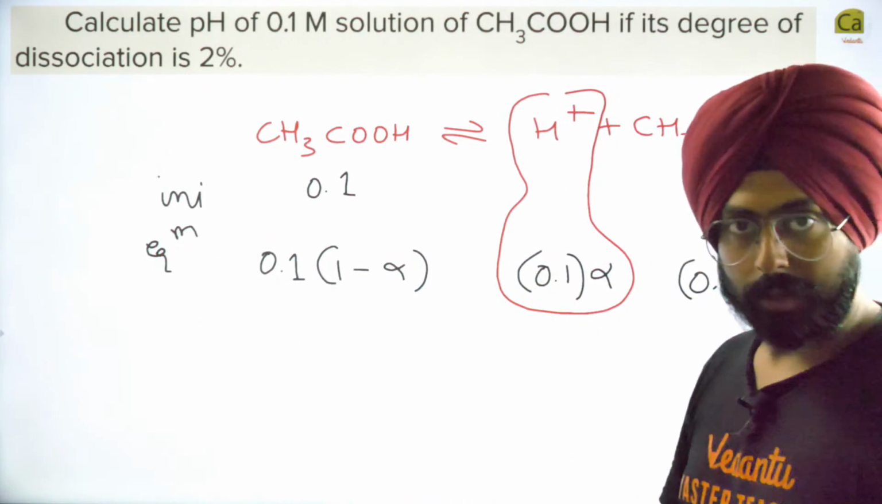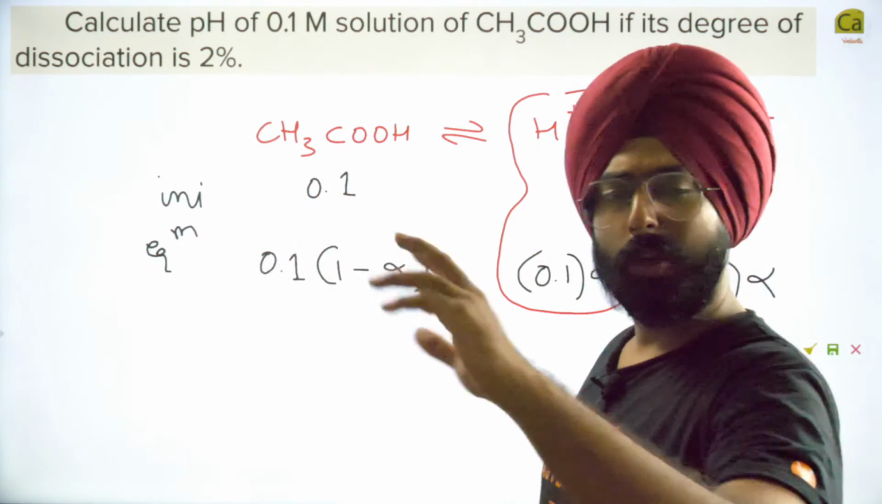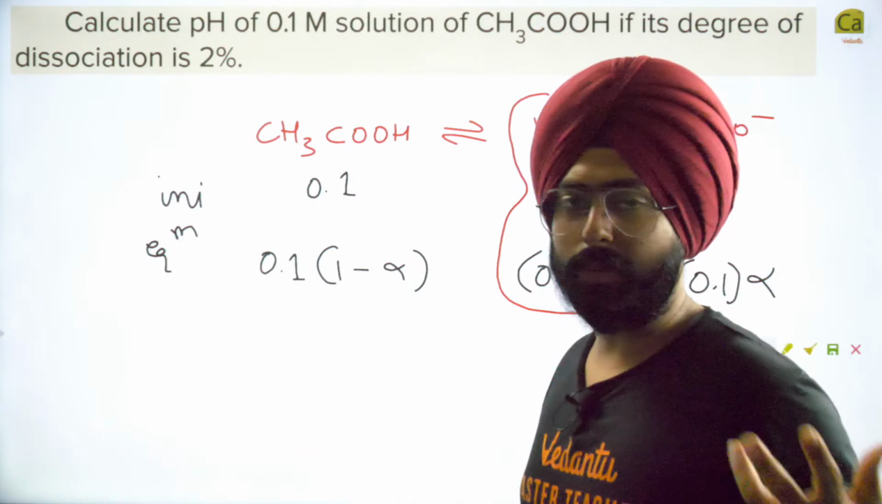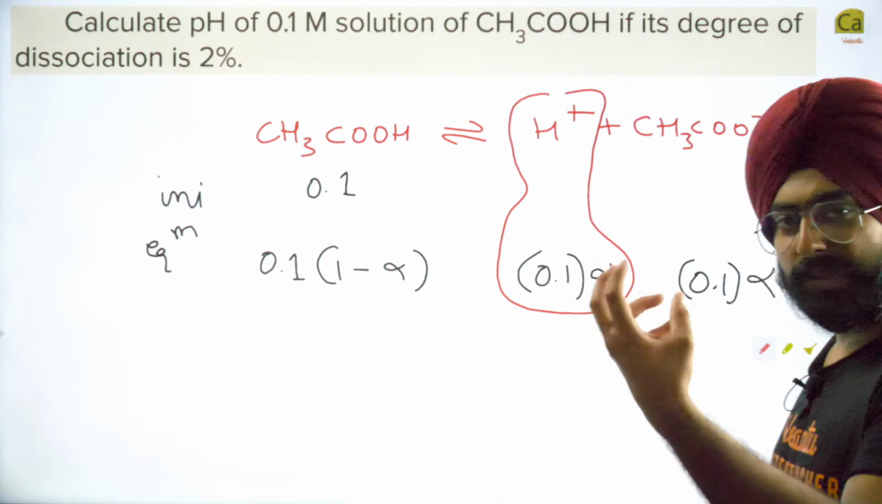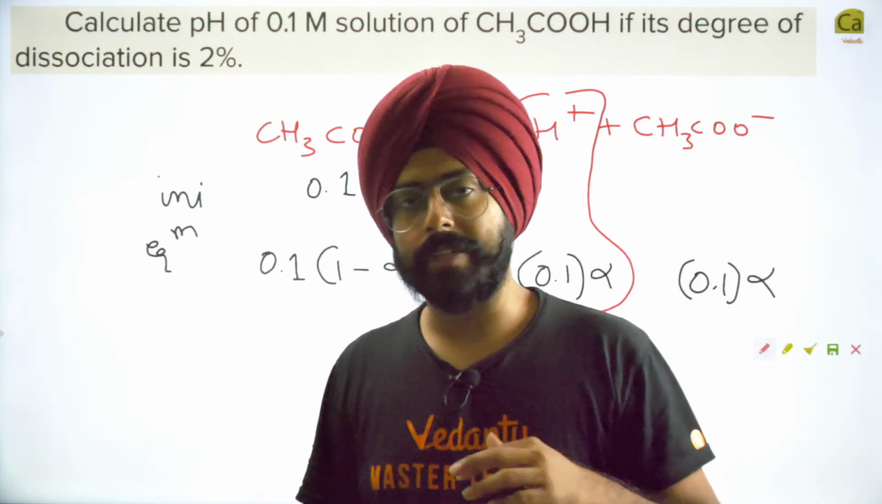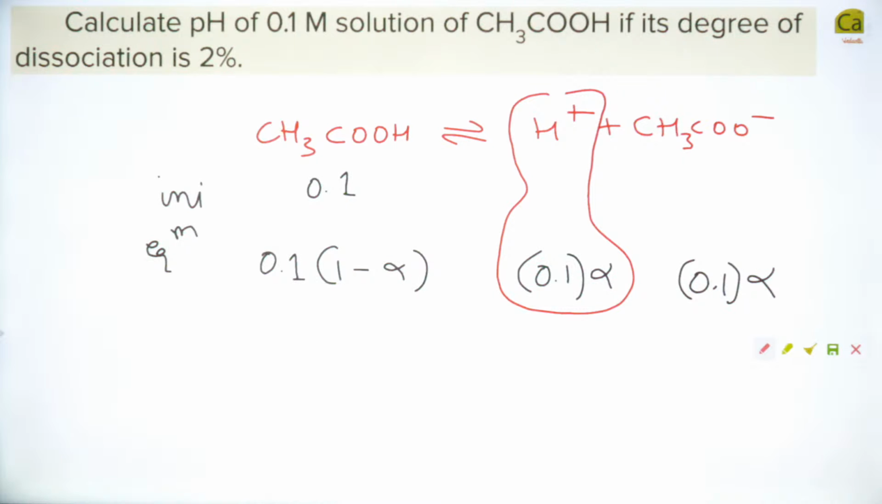Understand the point? If this number is greater than 10 to the power minus 7, then water's contribution is not needed. Water's contribution will become negligible. But if this number is very close to or less than 10 to the power minus 7, then we have to consider the contribution of water as well. Okay?